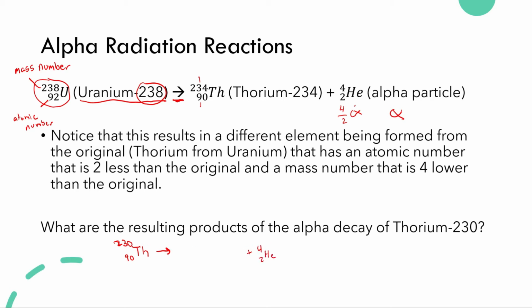helium. Now, the way we can solve this is we know that whatever the product is going to be 230 minus 4. So that's going to be 226 at the top, and then 90 minus 2, or 88 at the bottom. And then all we have to do is look up what element 88 is on our periodic table. And in this case, that happens to be radium. So there we go. That's the resulting product of the alpha decay of thorium-230.